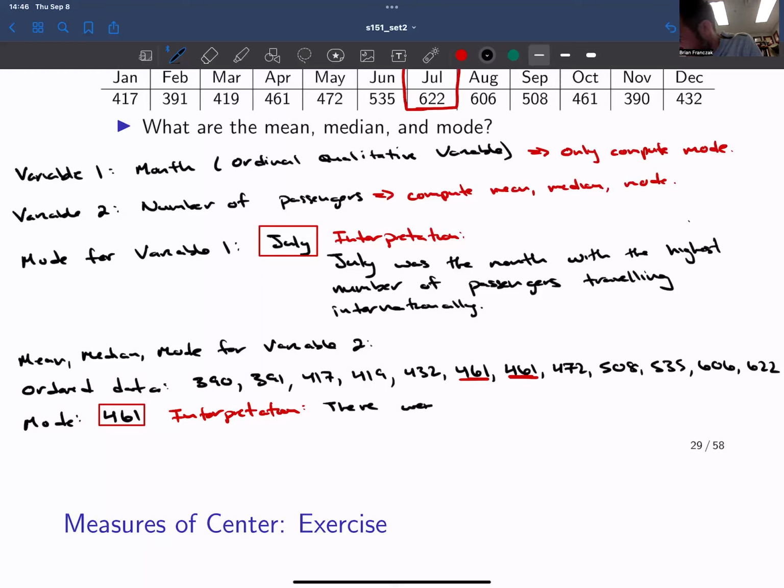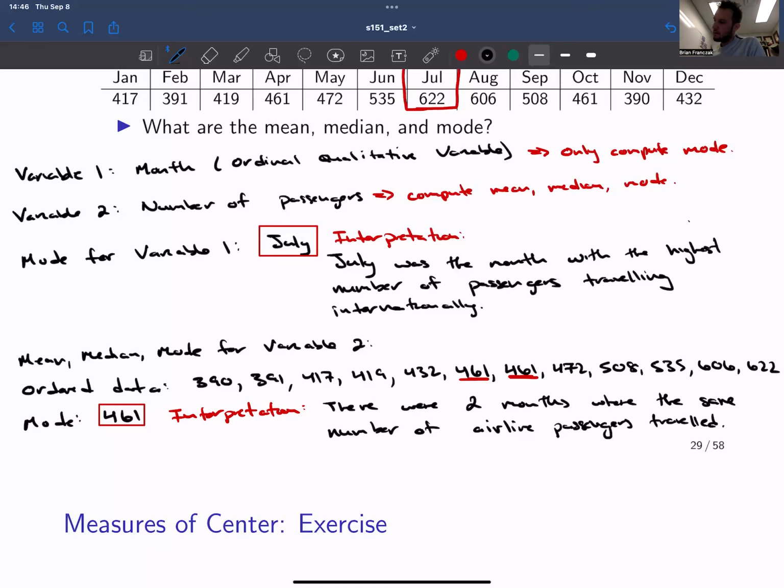So there were 2 months where the same number of airline passengers traveled. Right.